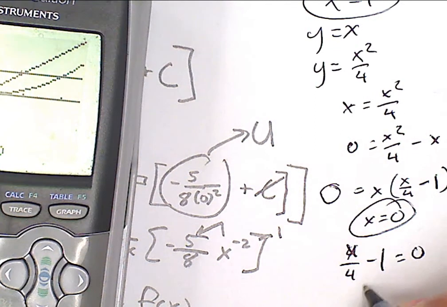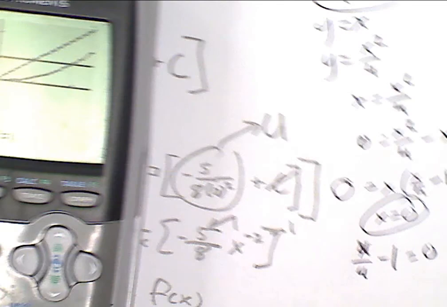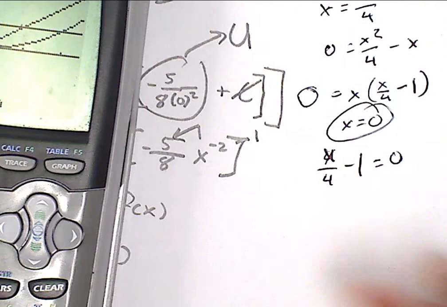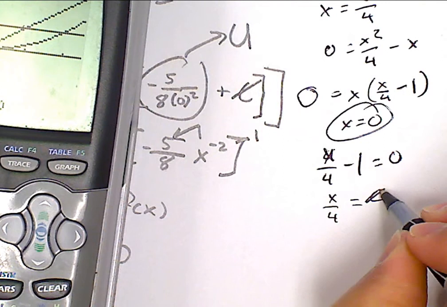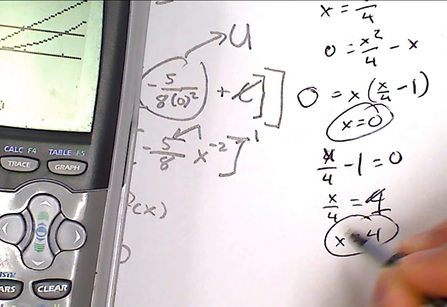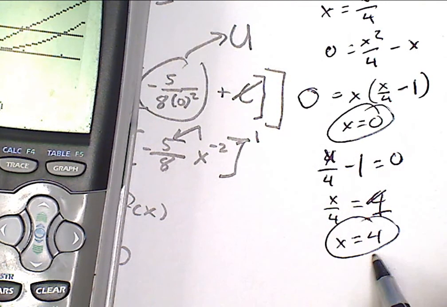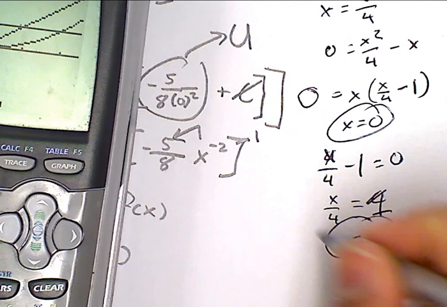All right, what am I going to get with x over 4 minus 1 equals 0, y'all? Come on, a little mental math here. x over 4 equals 1. So x equals 4. Am I going to use that? No. I'm not going to use that. I'm going to use that.